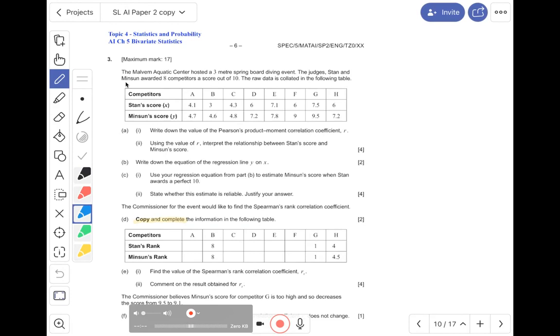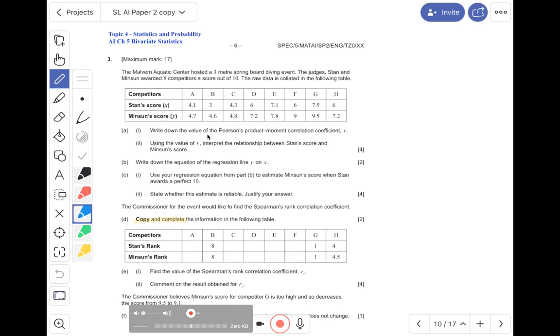Question 3, another topic 4 question, statistics and probability. This time we're going to do bivariate statistics, X and Y. Okay, so here we've got Aquatic Center hosted a 3-meter springboard diving event, and we have 2 judges, Stan and Minsson. Stan's scores are X, Minsson's scores are Y. That's the raw data of their scores.